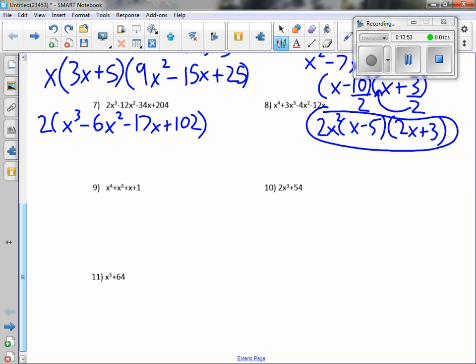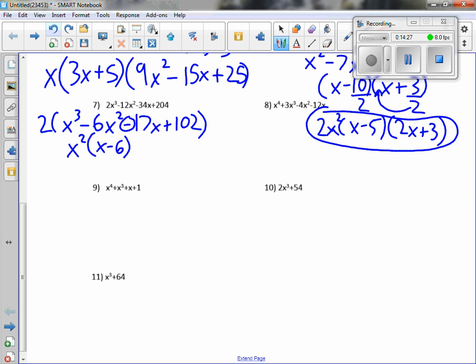And then what did we say right in the beginning? 4 terms is a sign that we need to use grouping. Grouping is when we have 4 terms. Now to do grouping, we're going to take the greatest common factor of 2 terms at a time. So the greatest common factor of those 2 terms is x squared, and that's going to leave me with x minus 6. And then the second 2, negative 17x plus 102.